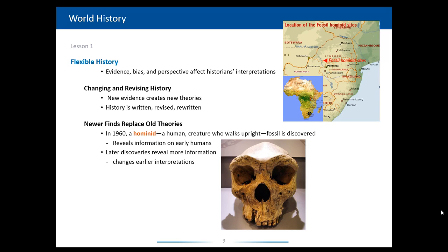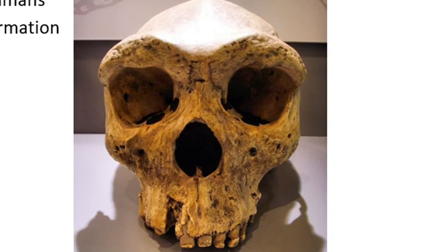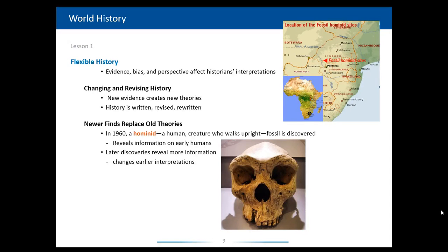Newer finds replace old theories. For example, in 1960, a hominid, or a human creature who walks upright, a fossil, is discovered and it reveals information on early humans. Later discoveries reveal more information, and including this information in the new writings helps to change earlier interpretations of history.